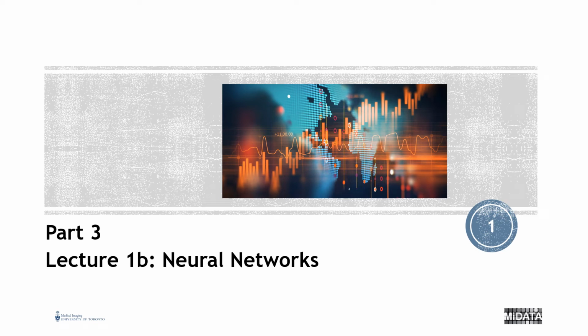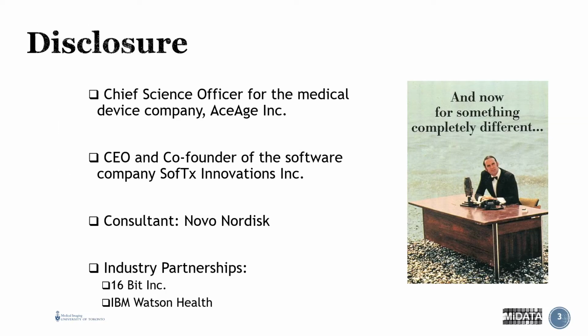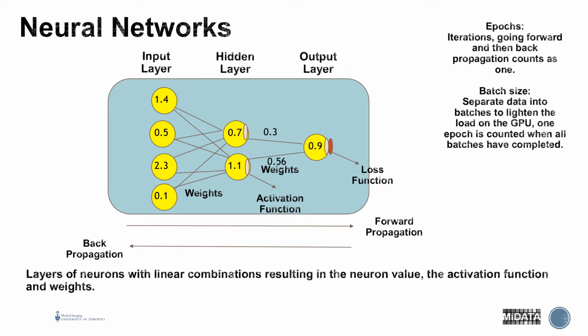All right, we're back with the second half of the first lecture from part 3, and we're going to be talking about neural networks. So the neural network is essentially a means of doing machine learning, and as we've discussed, it's a way for a computer to learn to perform a task by analyzing training examples.